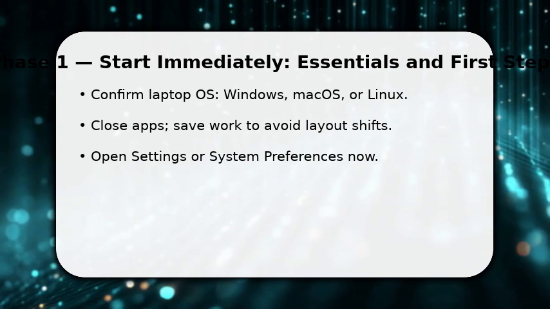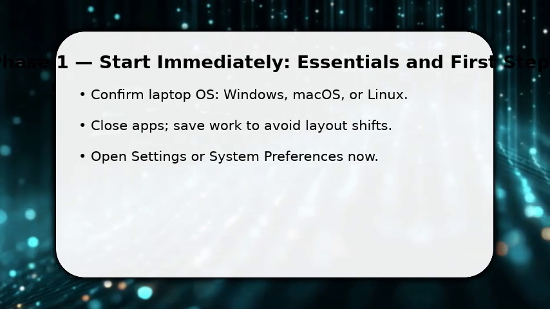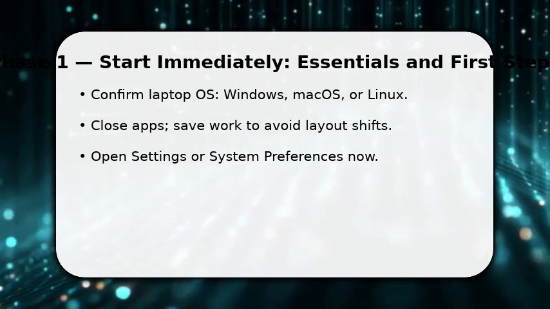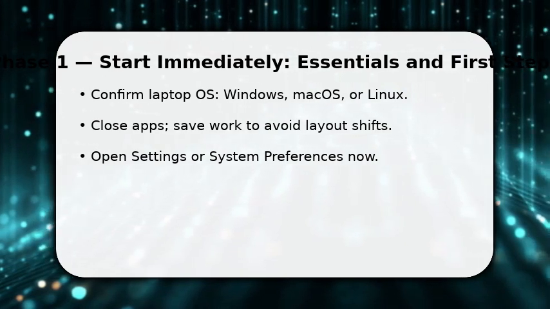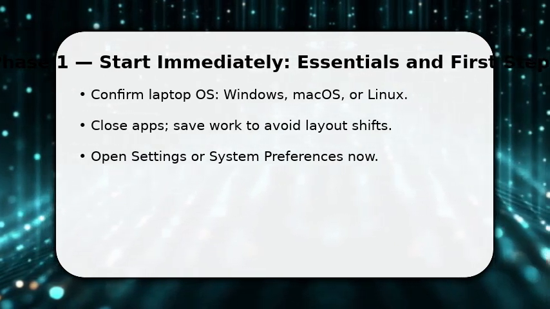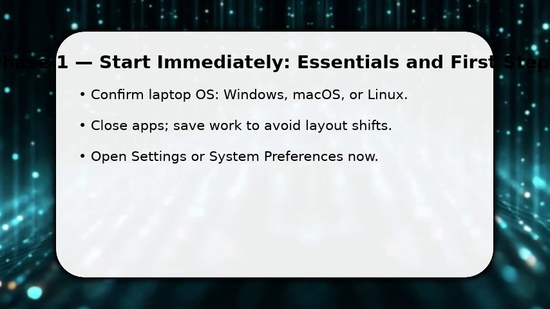Once the Settings app is open, navigate straight to Display, Accessibility, or Appearance. Different OSes label it differently. This gets you to the scaling and font controls quickly, so you can change size without hunting through submenus.